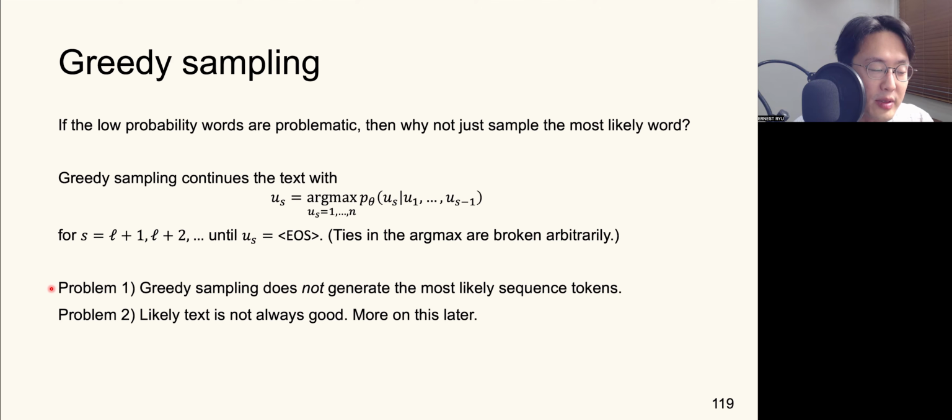Now, there are some problems with greedy. Problem number one: greedy sampling does not generate the most likely sequence of tokens.